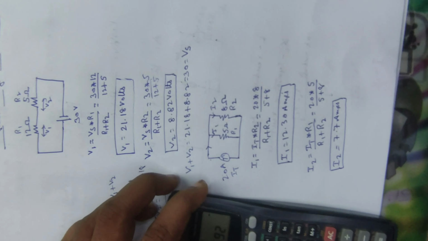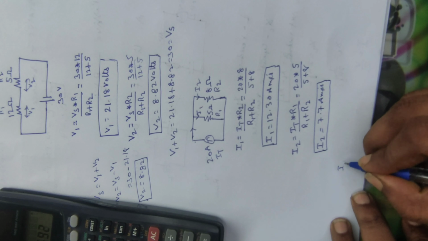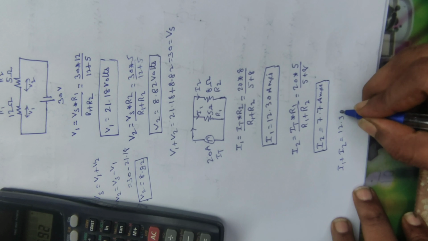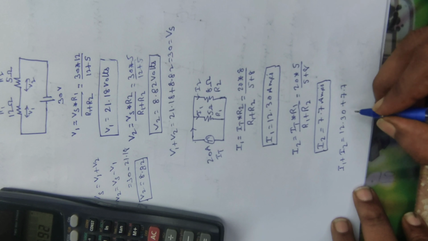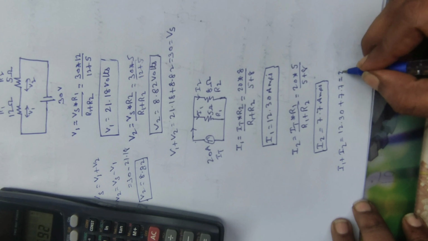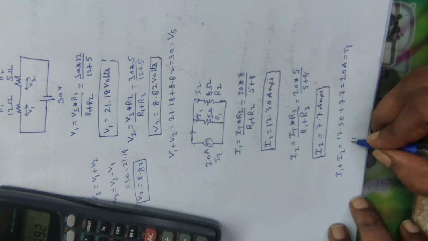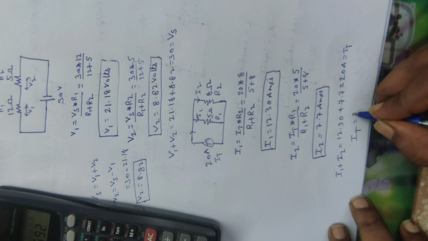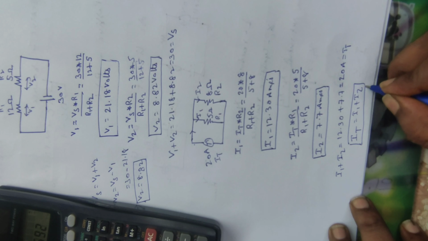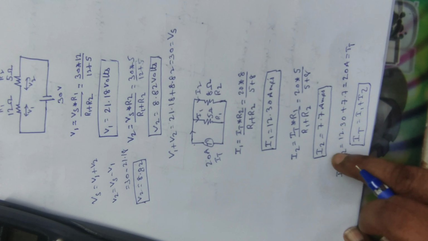Now I am going to check whether I1 and I2 are derived from I total or not. For that I add I1 plus I2. I1 is 12.30 and I2 is 7.7. After adding these two, I get my total current as 20 amps, which is equal to I total also. Hence I1 and I2 are derived from I total only. Hence it is verified.